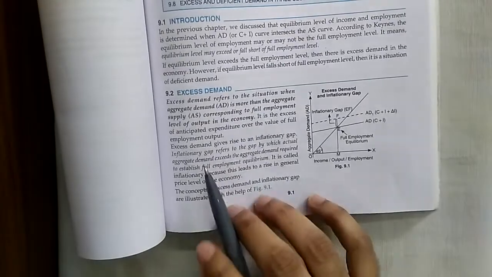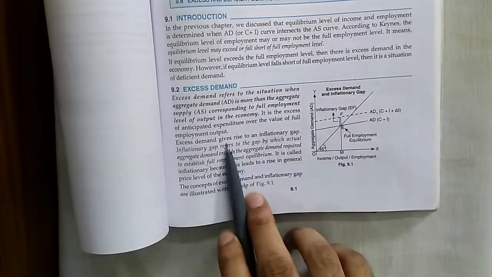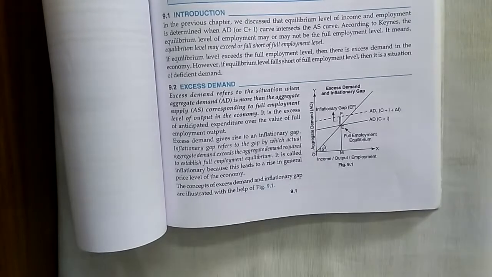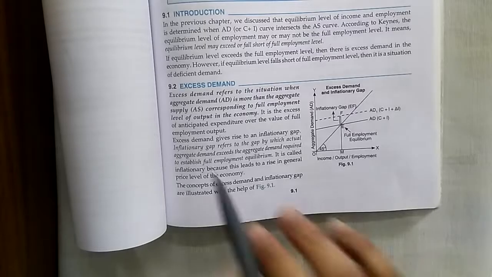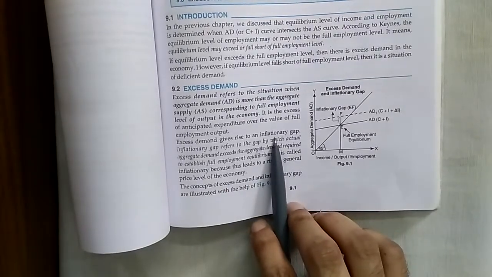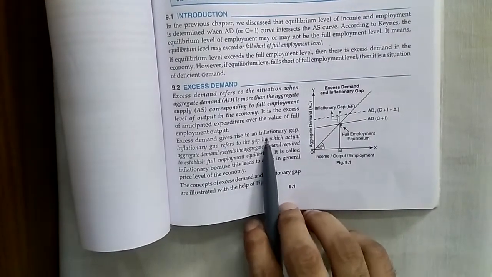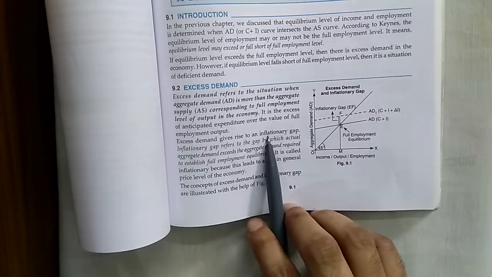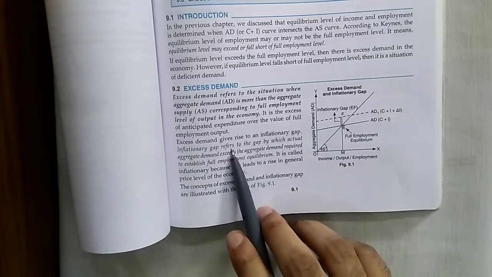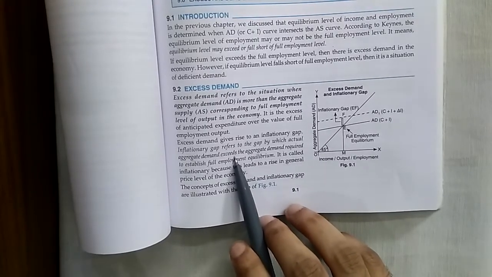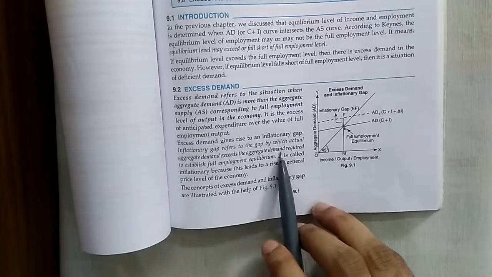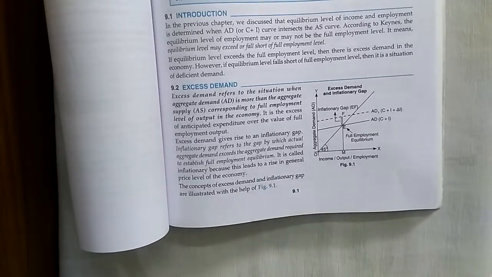Then further, excess demand gives rise to the inflationary gap. As you know, when we are demanding more in the market, that means we have more purchasing power. When we have more purchasing power, it will lead to what? Inflationary pressure in the market. Fine. So now we'll understand what is inflationary gap. Mark this word. Sometimes the board will ask what do you mean by inflationary gap for 1 mark itself. So inflationary gap refers to the gap by which actual aggregate demand exceeds the aggregate demand required to establish the full level of equilibrium.